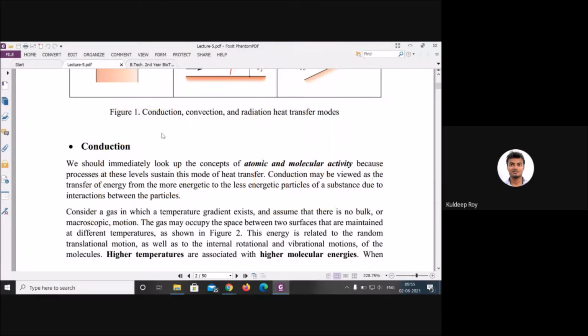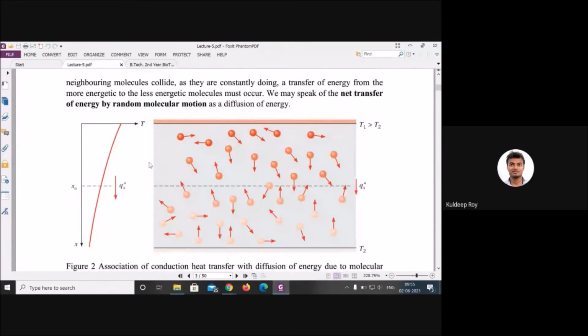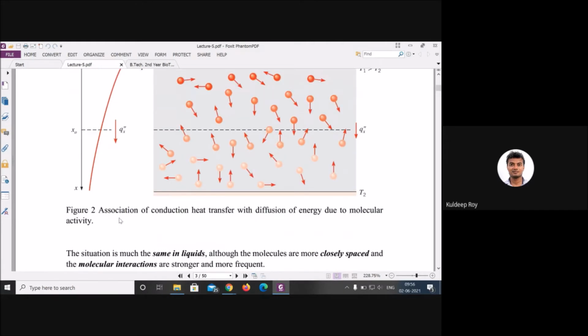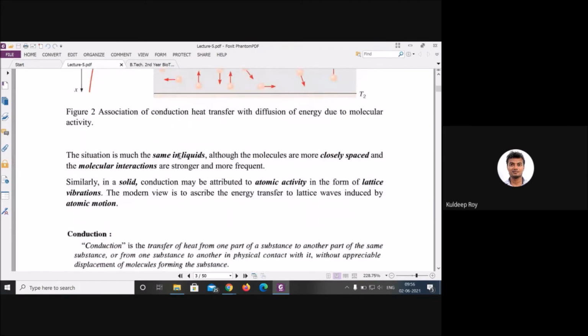Now in conduction, as I already told, each and every point should be in a stagnant position. Now you can see, due to the random molecular motion, here it is a higher temperature, T1 is higher and T2 is lower. The Q will flow from this direction to this direction. Now you can see the temperature profile will be like this only. The same thing will occur in a liquid as well, but all the atoms or molecules will be closely spaced, and the same thing will also occur in a solid.